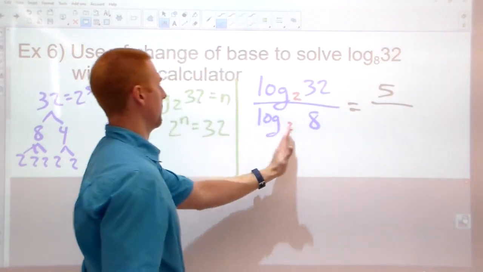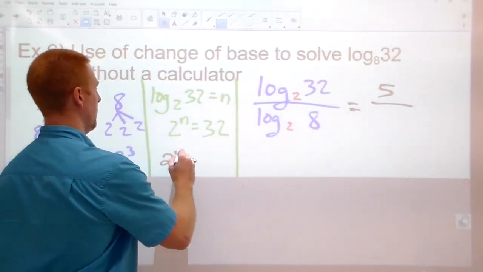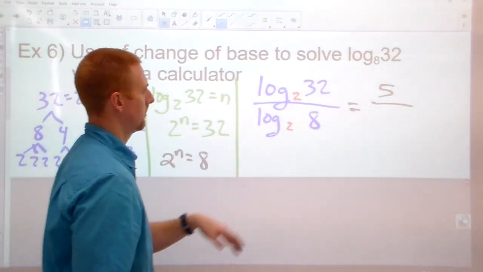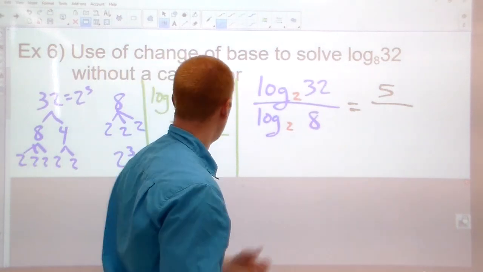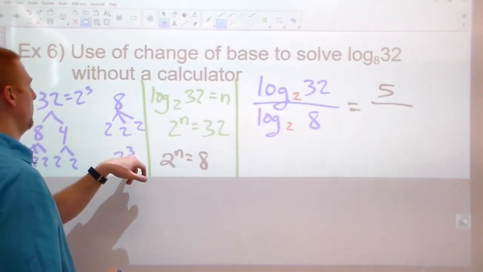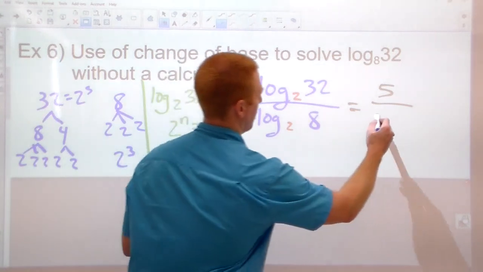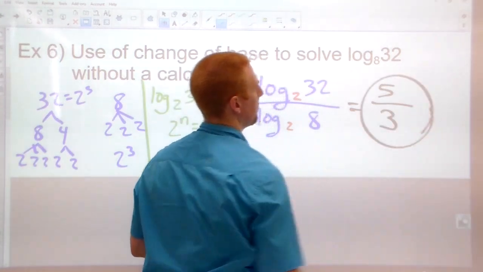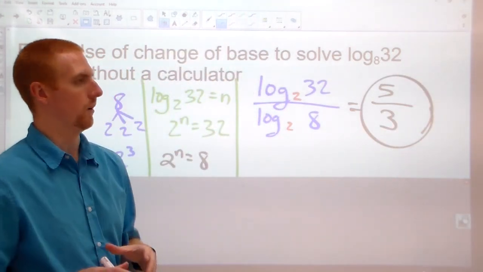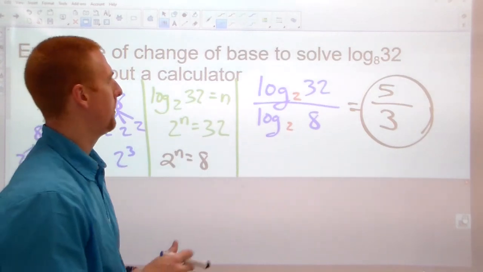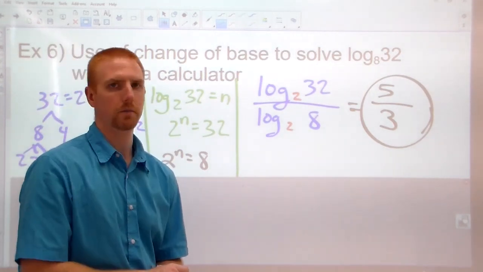And you can do something similar for the other one. You could say 2 to the something is equal to 8, assuming this equals n. And we already know that 2 cubed is what equals 8, so n would have to be 3 there. So there's a fairly quick way to get your result. 5/3, that's what you should end up with. And that would be something, again, I expect you to do without a calculator.